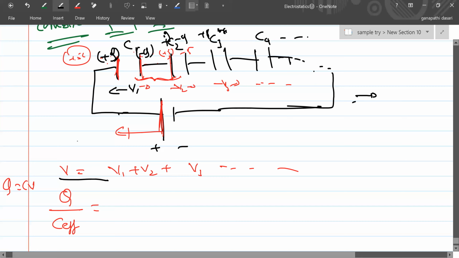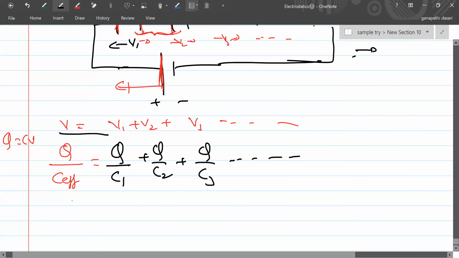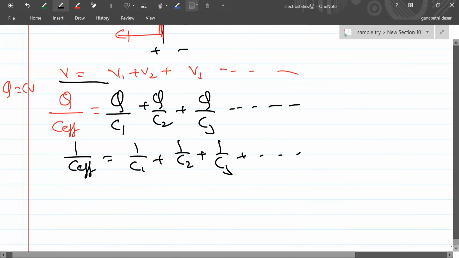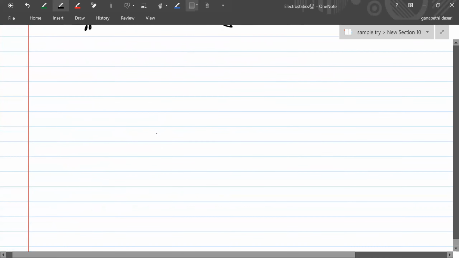The charge on the positive plate we'll take to be the charge stored on the capacitor, that is Q by C1 plus Q by C2 plus Q by C3, and so on. That implies 1 by C effective will be, for series, 1 by C1 plus 1 by C2 plus 1 by C3 plus so on.